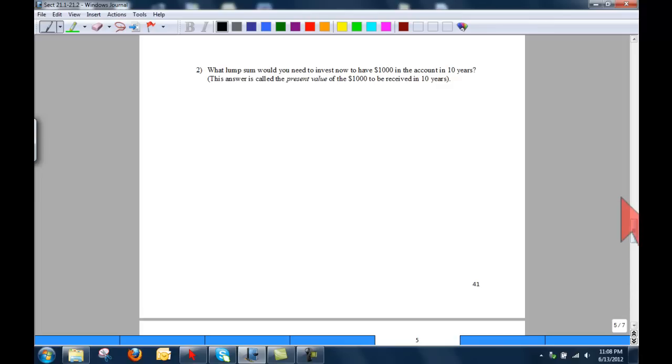Second question. How much money do you have to invest right now to have $1,000 in your account 10 years from now? That's actually called the present value of $1,000. It's compound interest again, so here's our same formula. And now, what do we know and what do we want to know? We want to know what lump sum you would need to invest now. That's the starting investment. That's actually the P.